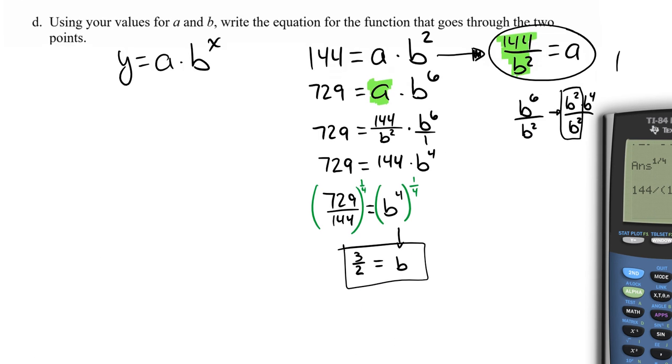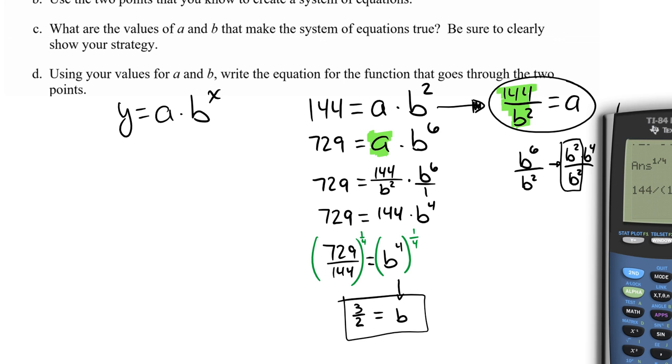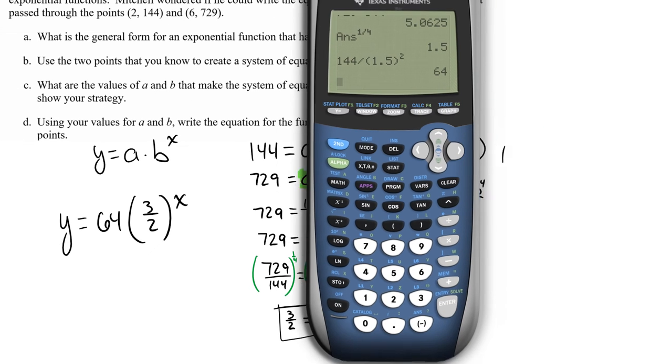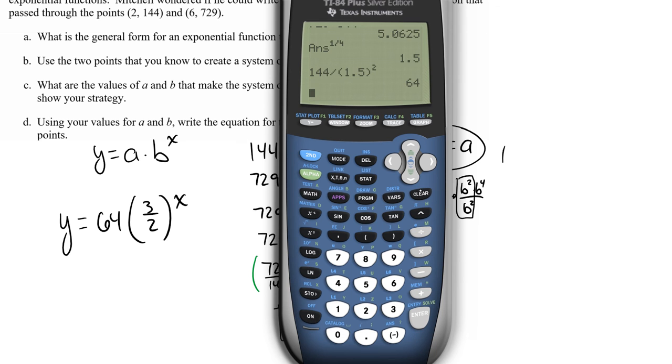So I'm a little unsure of how my calculator behaved with some of those expressions. So I want to definitely check this answer, but I think it's y equals a 64 times b 3/2 raised to the x power. So let's plug in 2 and see if we really do get 144. So I'm going to check this answer by just plugging in the original point. So when I put in 2, it should give me 144. So I go 64 times open parentheses 3 divided by 2. I'll close the parentheses and raise that to the second power. This should say 144, and it does.